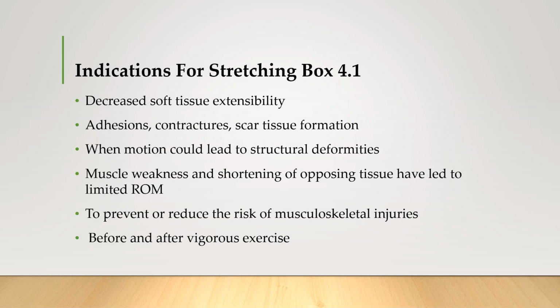Okay, so indications for stretching, again, box 4.1, not to be confused with table 4.1. Box 4.1 tells you all of these indications that would indicate stretching. So obviously, if we see goniometry measurements that are below normal ranges, we are going to try to improve range of motion, right? We're going to stretch those individuals out, try to create more flexibility and mobility.